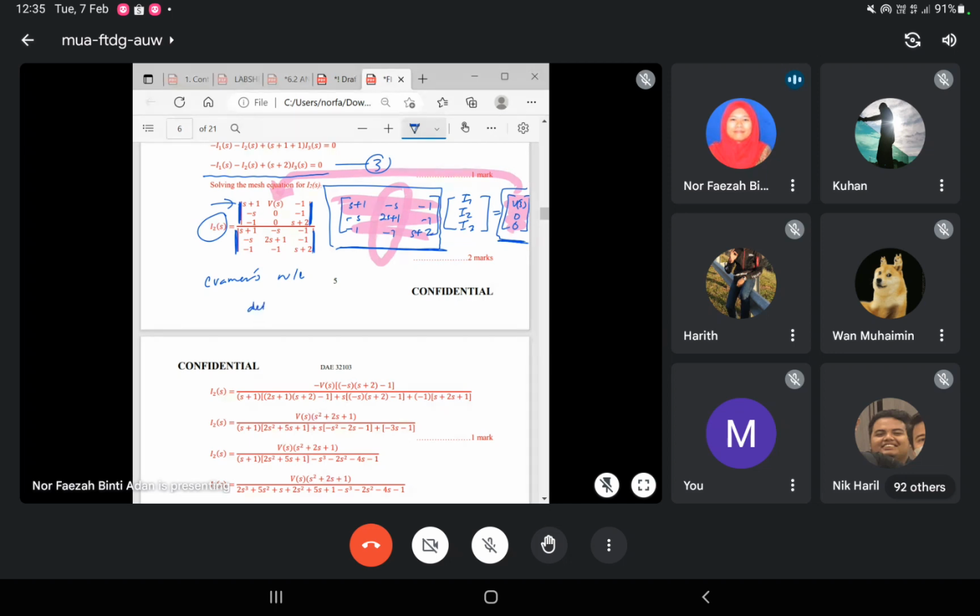Determinant matrix yang atas equals to S tambah 1 multiply by kosong. Ni ini area dia, so dia akan jadi kosong kat sini. Tolak BS, dia akan jadi ini dan ini, which is negative S multiplied by S tambah 2 minus BC. BC dia adalah 1.